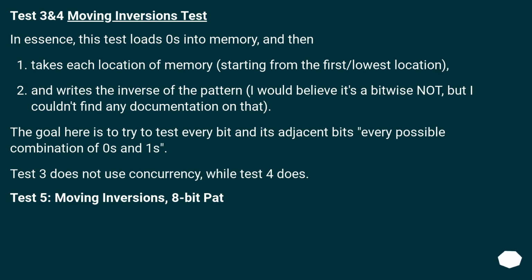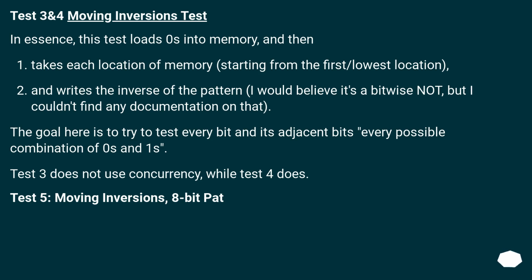Test 3 and 4, moving inversions test. In essence, this test loads zeros into memory, and then takes each location of memory, starting from the first/lowest location, and writes the inverse of the pattern. I would believe it's a bitwise NOT, but I couldn't find any documentation on that. The goal here is to try to test every bit and its adjacent bits, every possible combination of zeros and ones. Test 3 does not use concurrency, while Test 4 does.